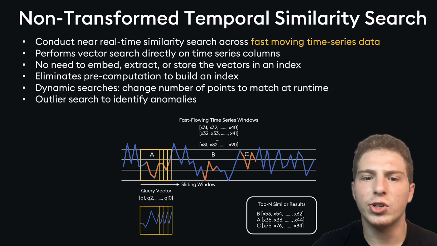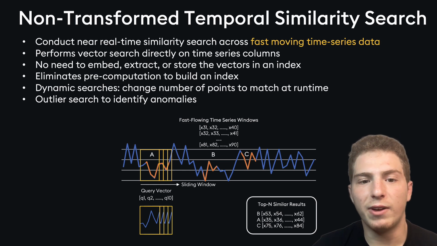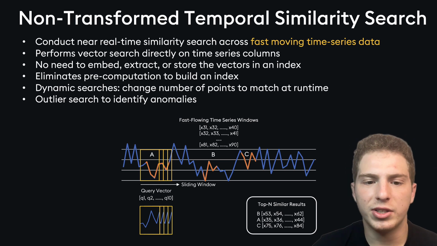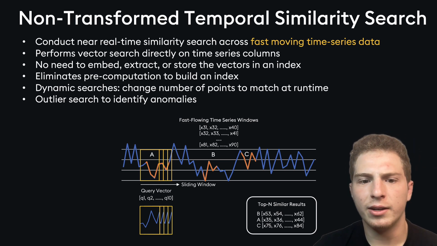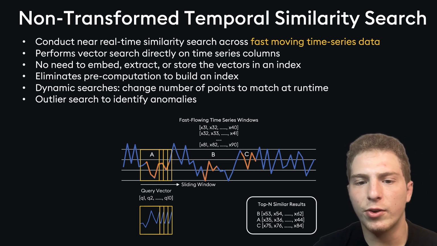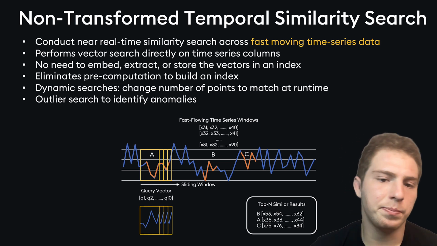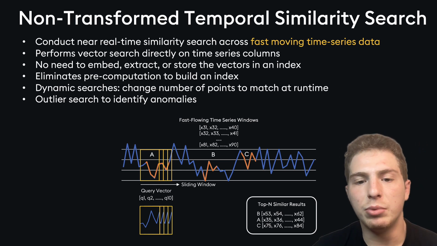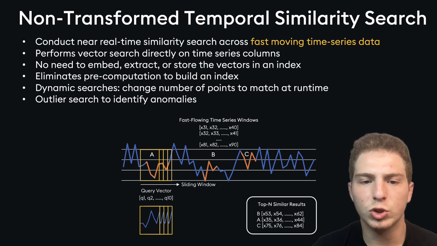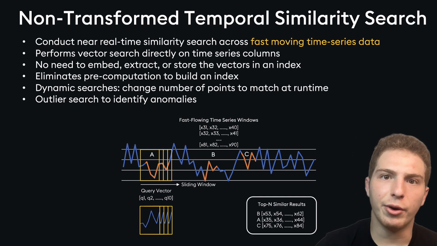We could also do outlier search to identify anomalies. For example, in the image below, we have fast-flowing time series data, and we have a query vector A, which is just data over time frame A. What we find is that the data displays a similar pattern over time frames B and C. We could use that to figure out what caused A, B, and C to be similar, for example. So we could find the top n most similar results to any time window.